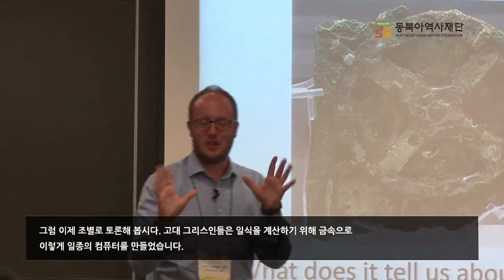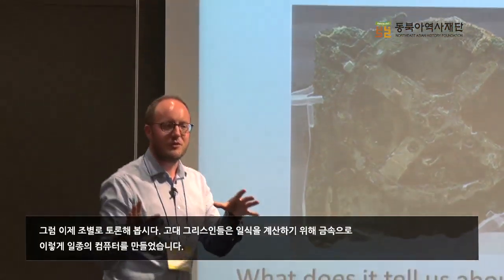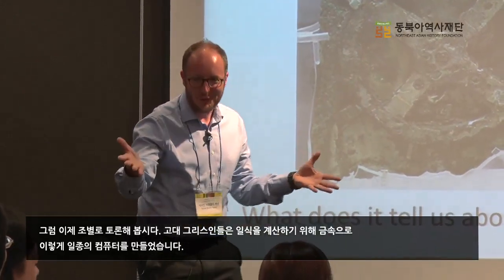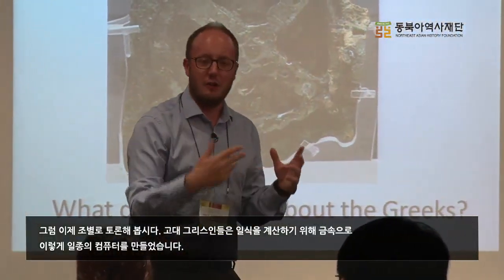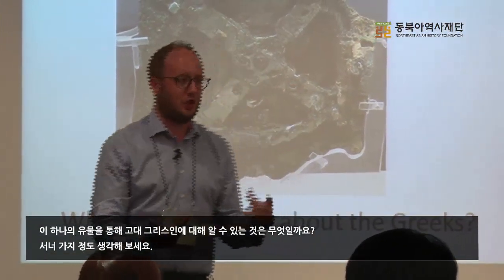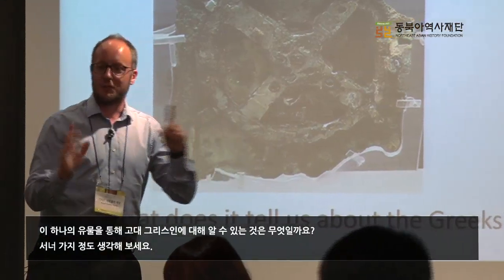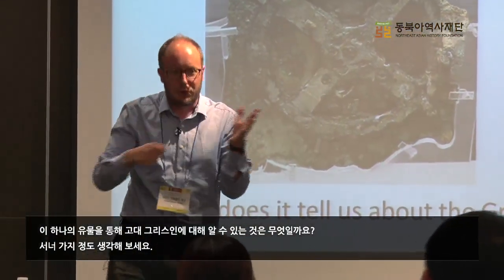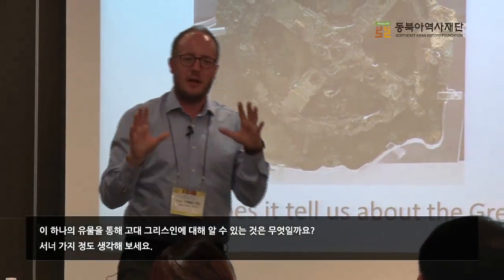So, discussion. In groups: the ancient Greeks made a computer out of metal that could calculate the solar eclipse. What does that tell us about the ancient Greeks? What can we say about the ancient Greeks from this single object? Please see if you can come up with a list of 3 or 4 things.